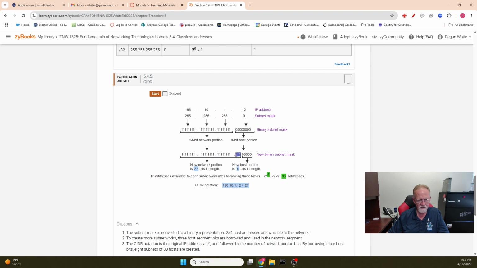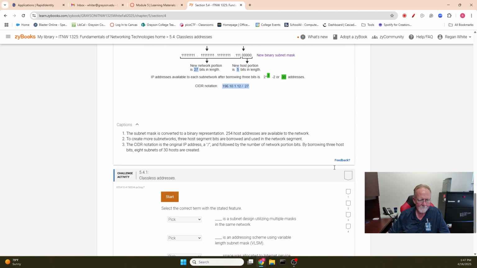Now, is that going to affect connectivity? Yes, it is, because the subnet mask is no longer the same. And so anything that was on this network, if it's got the same 255.255.255.0 subnet mask, it's not going to connect. So this is going to change connectivity. This is how we control traffic on a network when we subnet it.